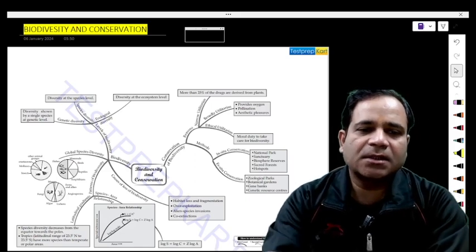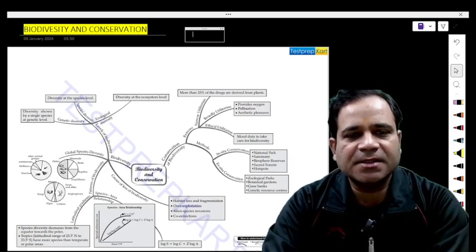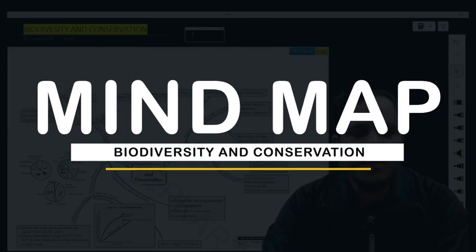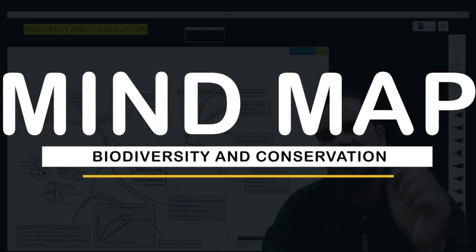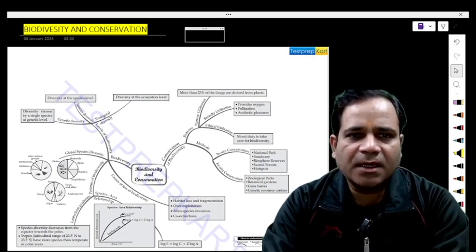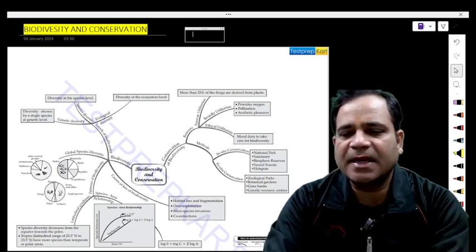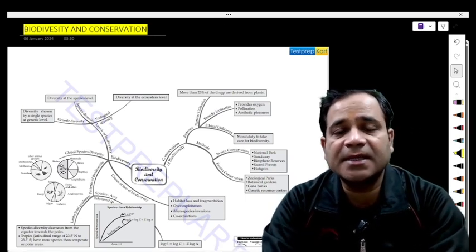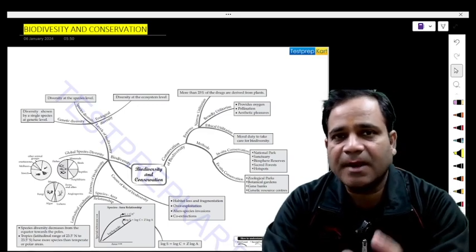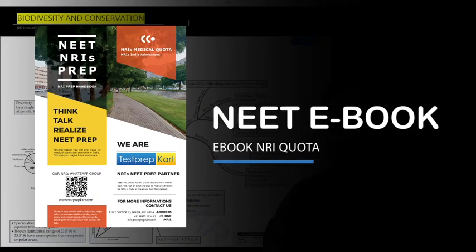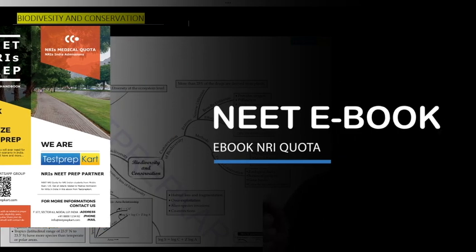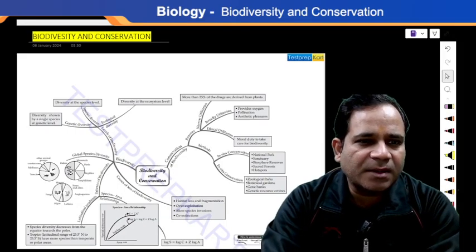Here I'm going to start the chapter Biodiversity and Conservation, Unit 10 of class 12. In this chapter, I'm going to tell you first what biodiversity is, and then conservation. First of all, you all know the term diversity. The term diversity means varieties of life present on Earth. Bio means life, diversity means varieties. So the varieties of life present on Earth is known as biodiversity. The first thing, the biodiversity term, is clear.